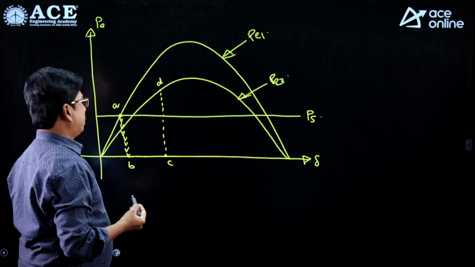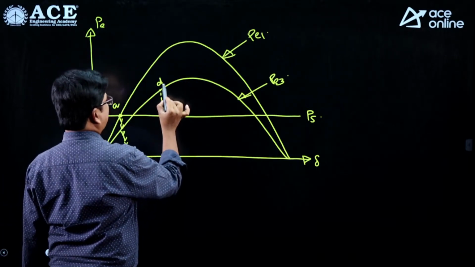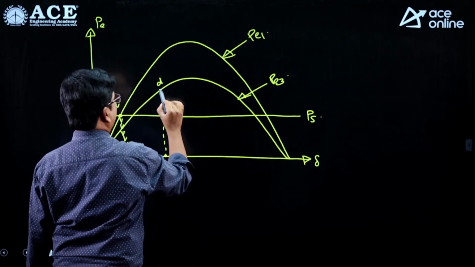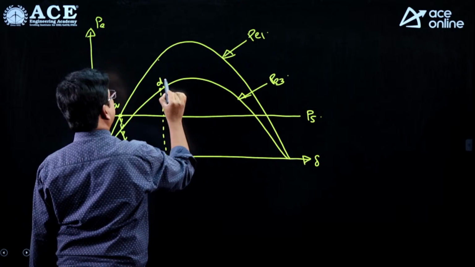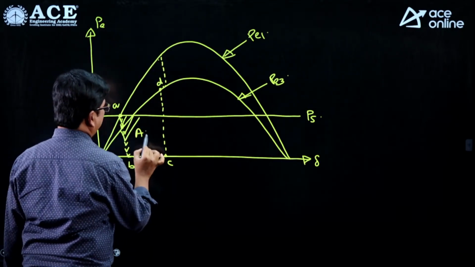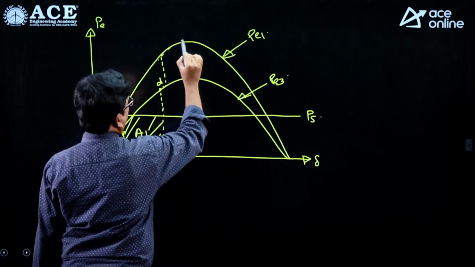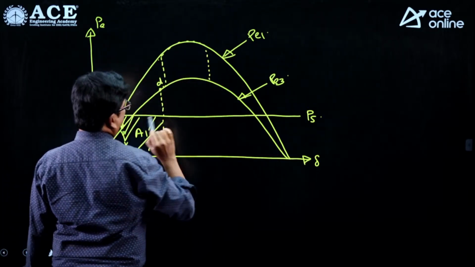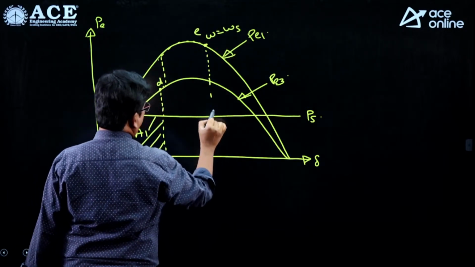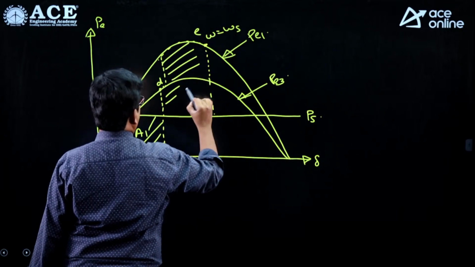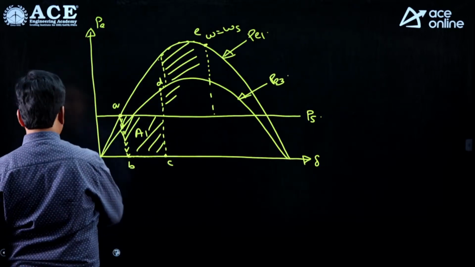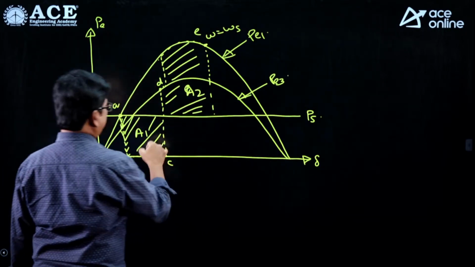But what they are saying is the fault is cleared here, but after some time the original network has been restored, so it may be shifted from here to here, right? It may be immediately shifted, or maybe take some time, no problem. So what are the areas? This is the accelerating area A1, and the point where omega equals omega s is at point E. So this is the decelerating area A2. This is area A1 and this is area A2.